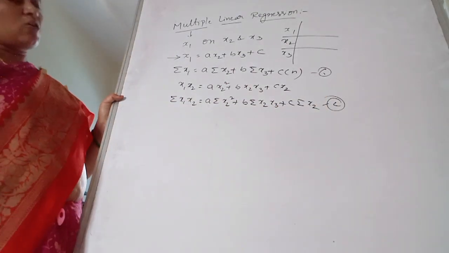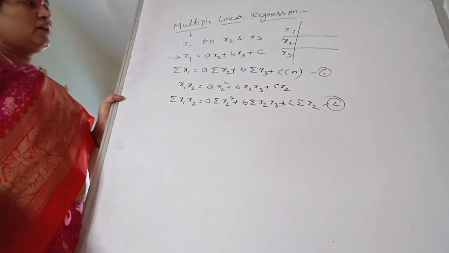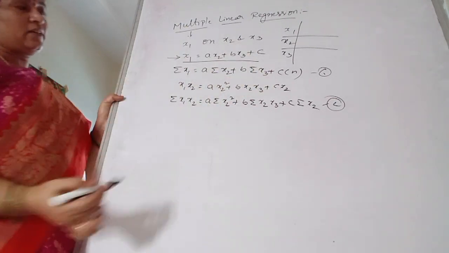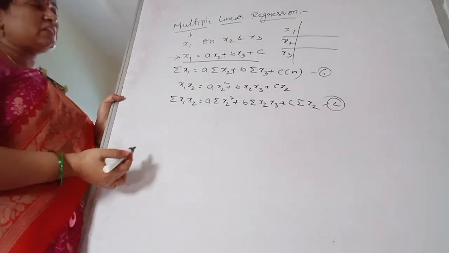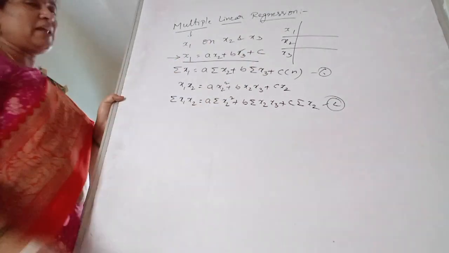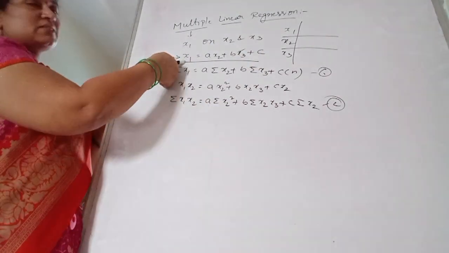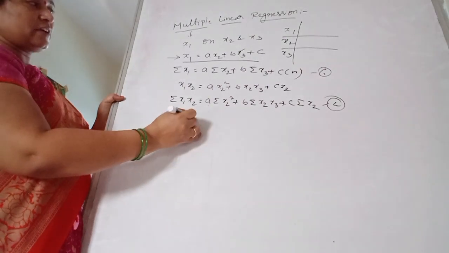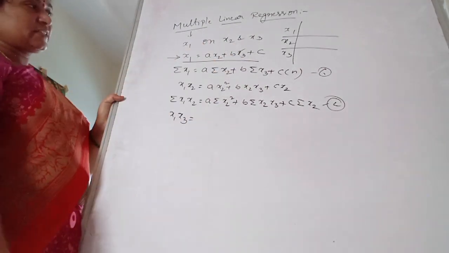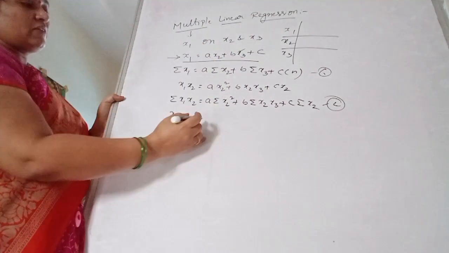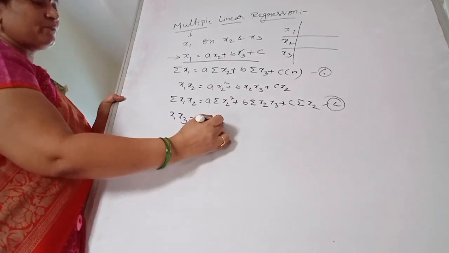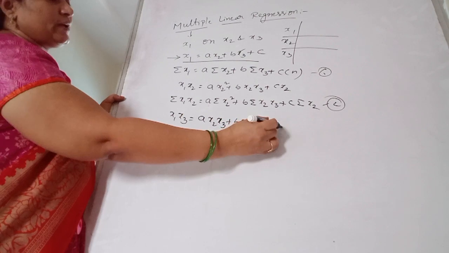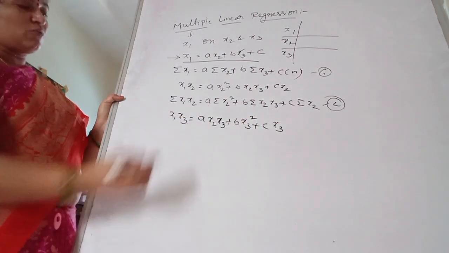Next, the third normal equation. Again we multiply this multiple linear regression line with the other independent variable x3. That means we multiply this equation with x3 on both sides. x1 into x3 is equal to a into x2 x3 plus b into x3 square plus c into x3. Now taking the summation on both sides.